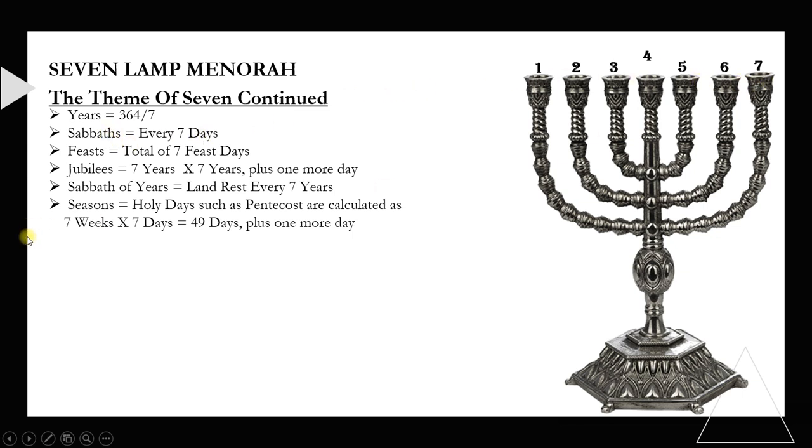See, the menorah has 7. The feasts are a total of 7 feast days. The Jubilees, for example, is 7 years times 7, and then you add a day. The Sabbath of years, the moon rests every 7 years. And even Pentecost, the holy days such as Pentecost are calculated as 7 weeks times 7, which is 49, and then you add a day. So the theme of 7 is built throughout the solar calendar, and our holy days are built on that, and our menorah is built up that way too.